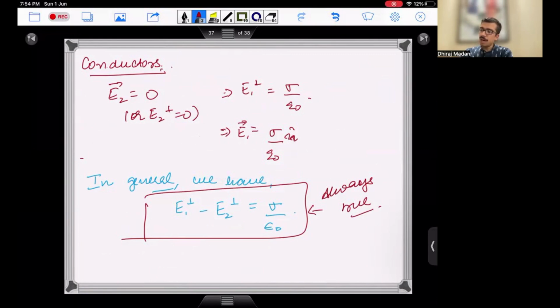But specifically for conductors, we have that outside the conducting surface, the electric field is sigma over epsilon naught n cap, and inside it's zero. That's specifically only for conductors.